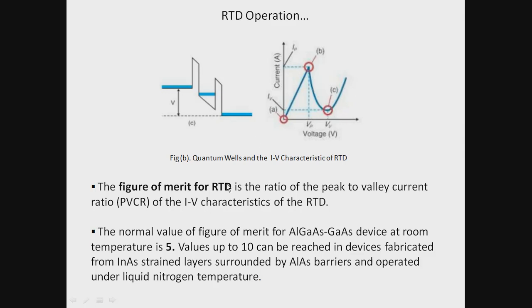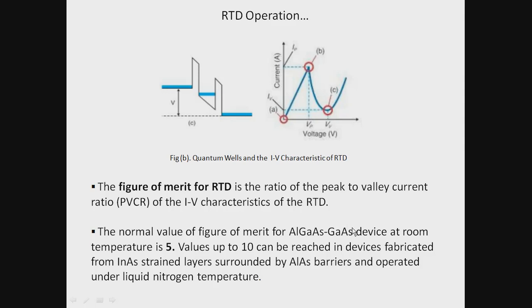Then the figure of merit of the resonant tunneling diode is a parameter for the diode, and it is given by the peak to valley current ratio, PVCR, of the IV characteristic of the RTD. The normal value of the figure of merit for the aluminum gallium arsenide device at room temperature is 5. So the figure of merit is an operational parameter for the resonant tunneling diode. If IP is the peak current and IV is the valley current, then the ratio IP divided by IV is the figure of merit.